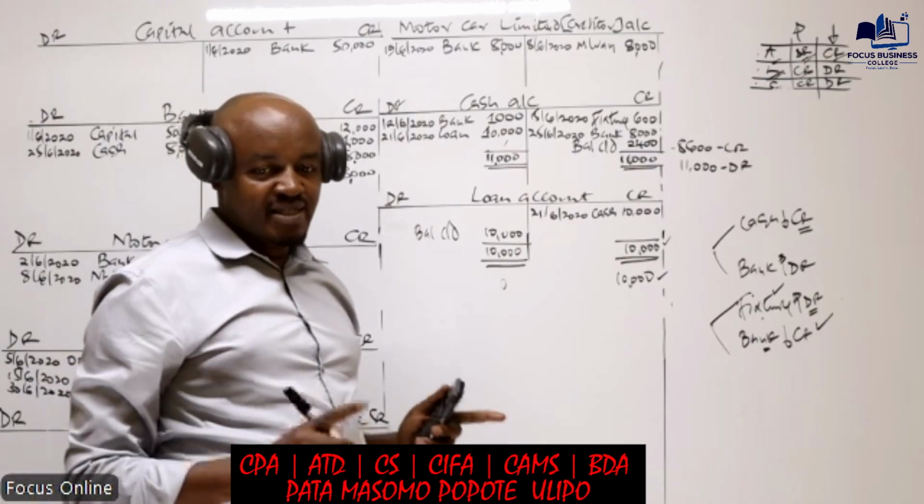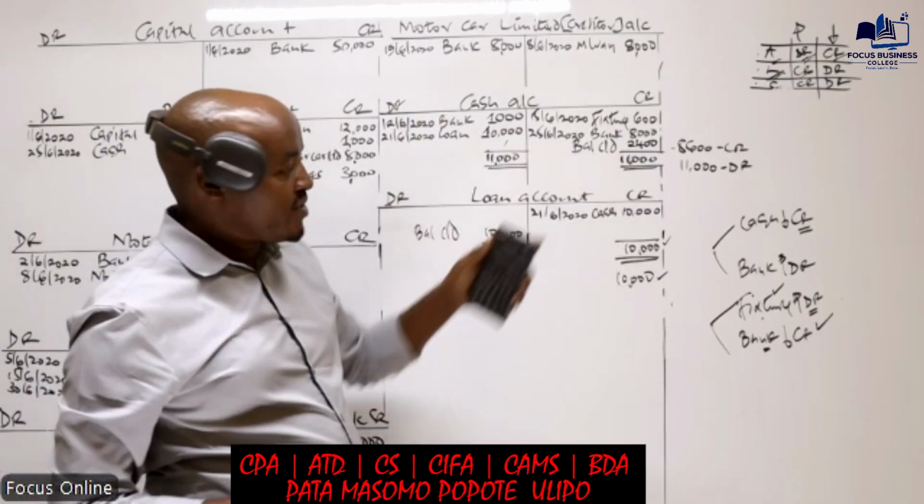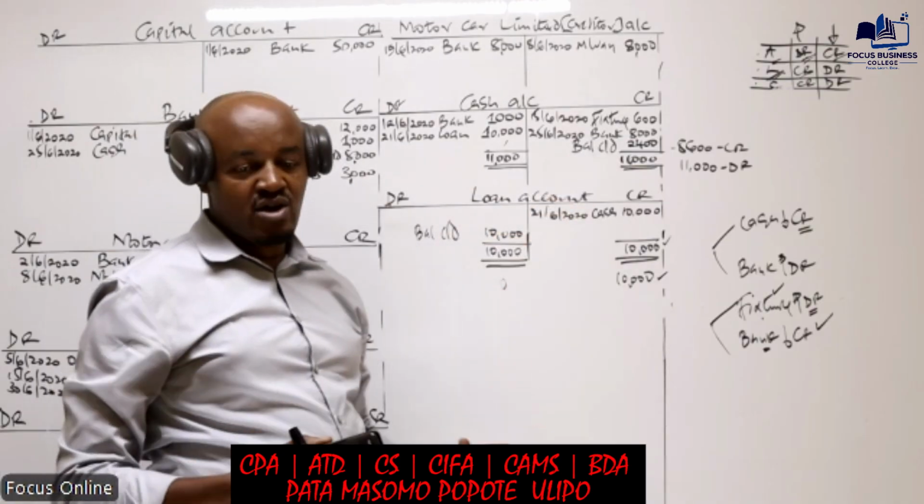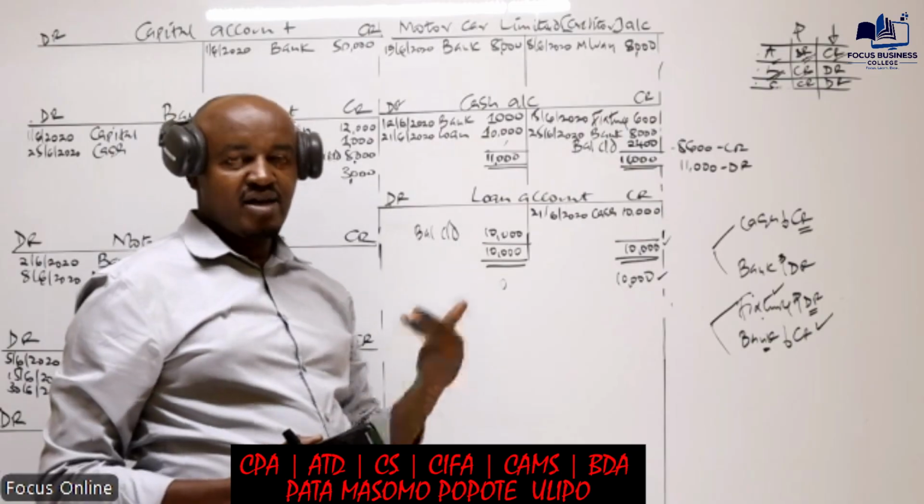But after balancing this particular ledger account, just like what we are doing in the case of the cash book, we refer to that as balance carried down. BAL carried down. BAL C stroke D.